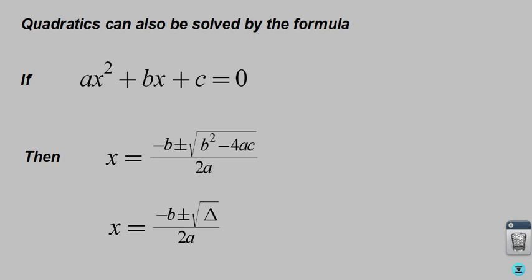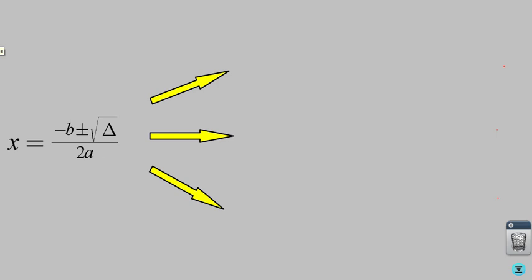Now, quadratics can also be solved by using the formula, which you'll remember is, given that the quadratic is equal to 0, then x is equal to negative b plus or minus the square root of b squared minus 4ac divided by 2a. But then we have given this expression a name. b squared minus 4ac is the discriminant. So x is equal to negative b plus or minus the square root of the discriminant divided by 2a.